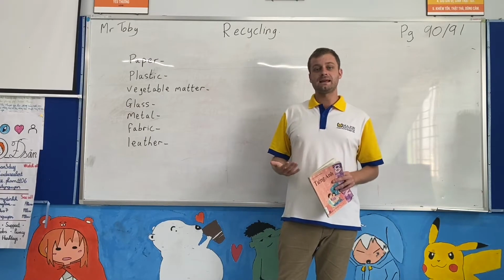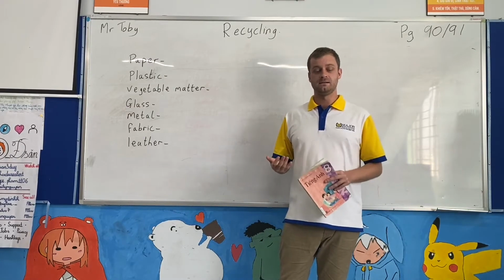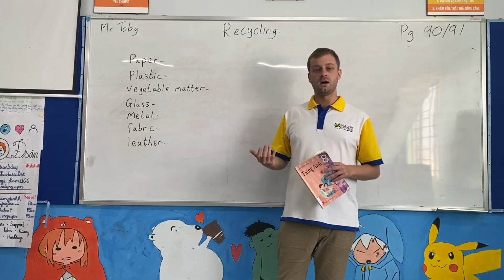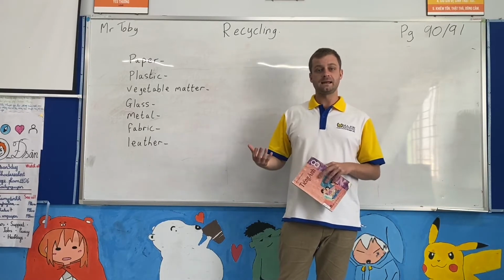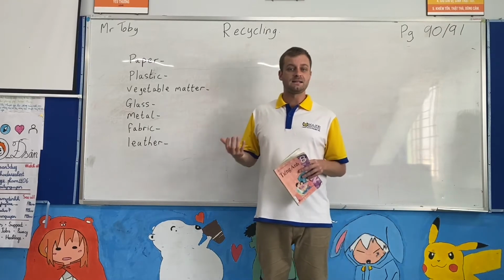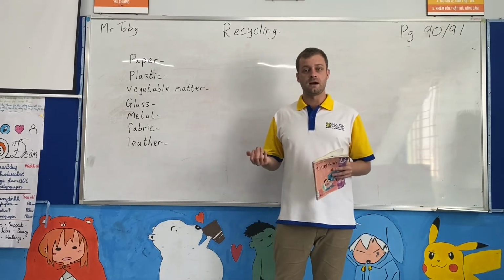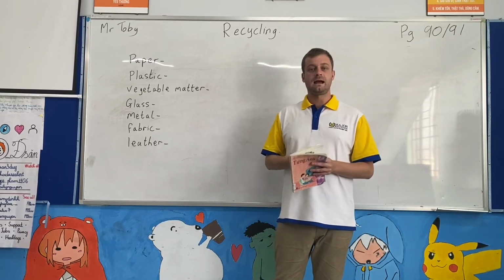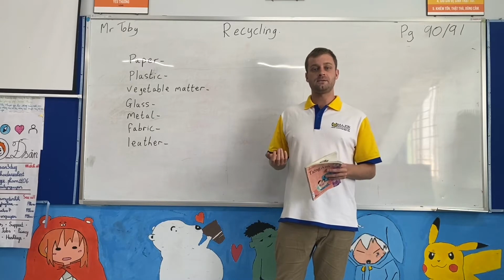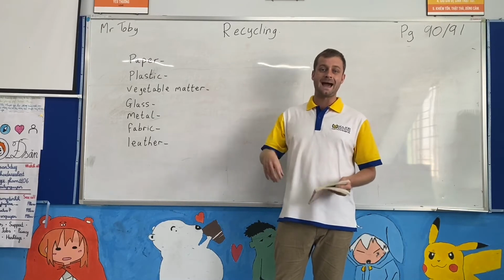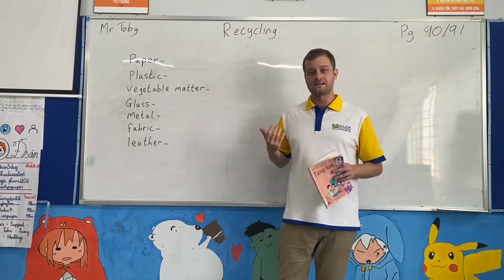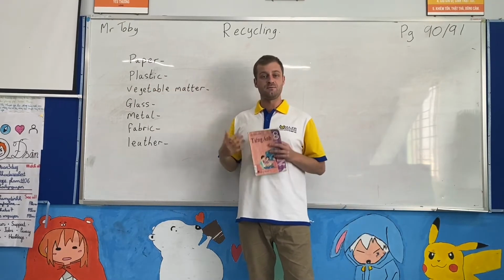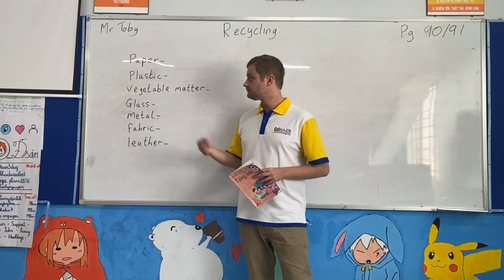The next one, plastic. Now plastic comes in most types of packaging. If you buy a bottle of water or Coke from the shop, the bottle is plastic. If you buy vegetables or you go to the supermarket and buy meat, it is wrapped in plastic. And when you buy your shopping, they put it in a plastic bag. All these things are plastic. It is probably the most common type of material that we need to recycle.